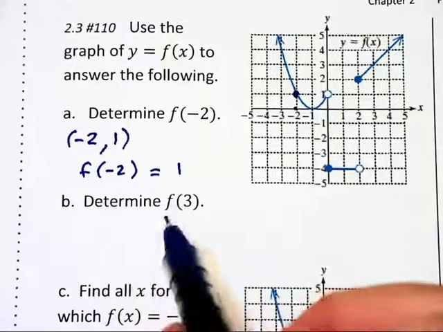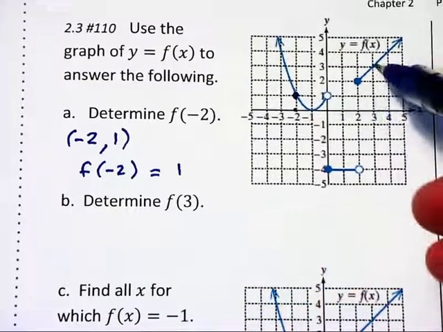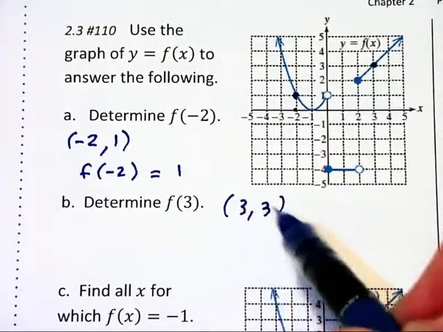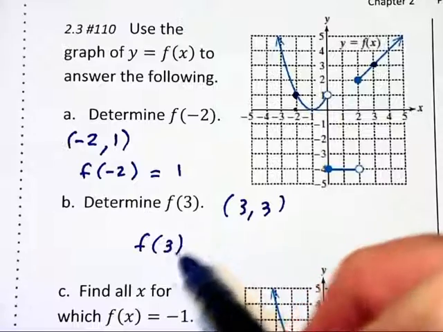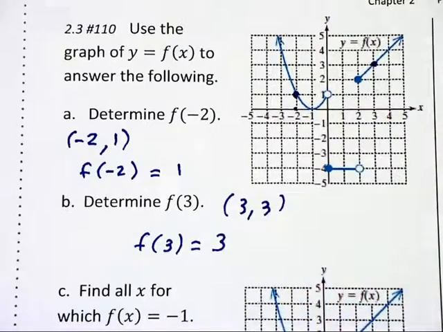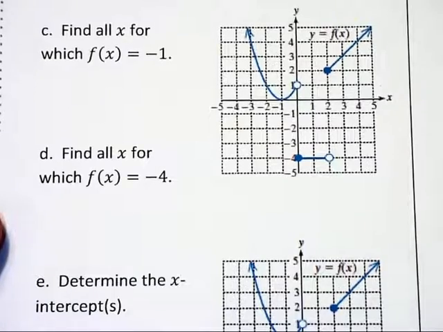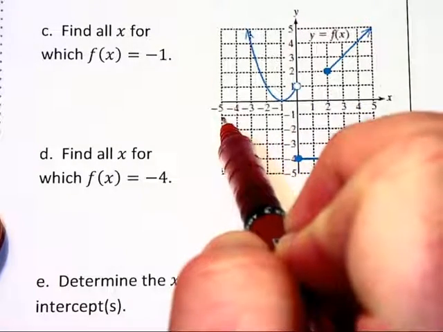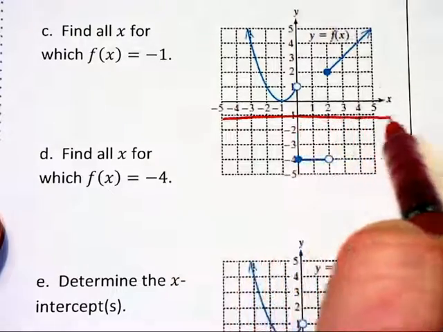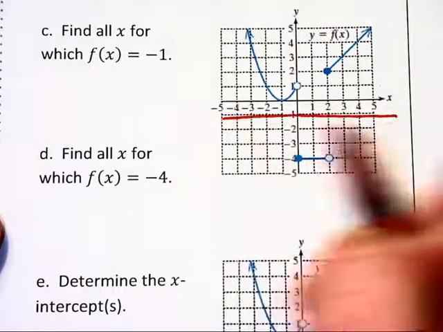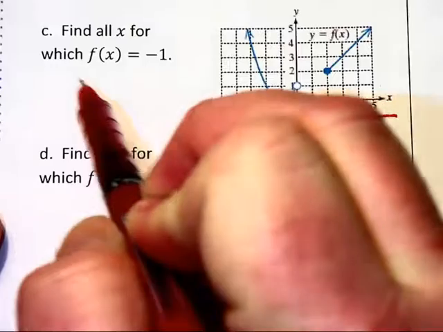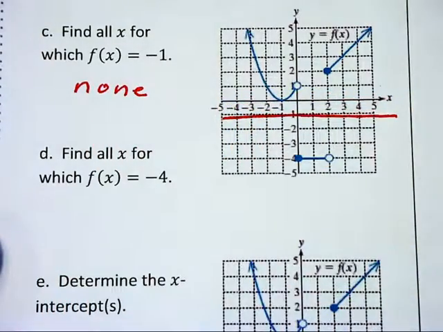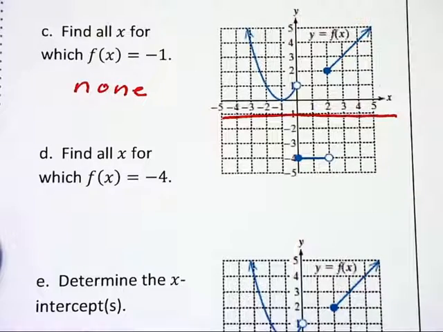Now to determine f of 3, we see that 3 comma 3 is on the graph. And that tells us that f of 3 is equal to 3. In this next part, we want to find all values for which f of x is equal to negative 1. Well, here's y equals negative 1, and no values of x ever come down to that line. So the answer to part C is none. There are no values of x for which f of x is equal to negative 1.